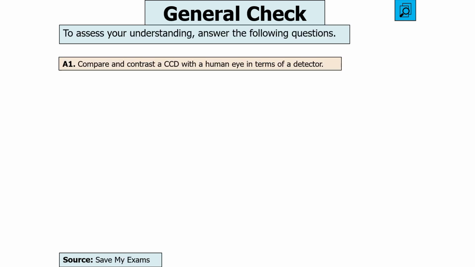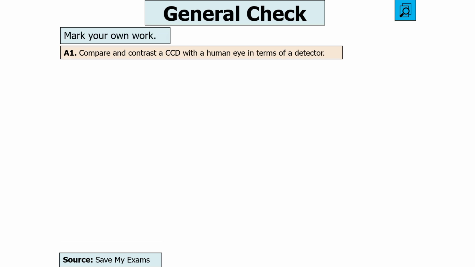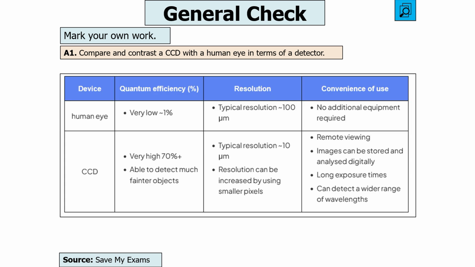The next question says, compare and contrast a CCD with a human eye in terms of a detector. So pause the video now, then unpause the video when you want to go through your answer. Right, so what's a comparison? For a human eye, the quantum efficiency, the number of photons in every 100 that will be detected by the detector, is about 1%, but for a CCD it is very high, 70% or above.